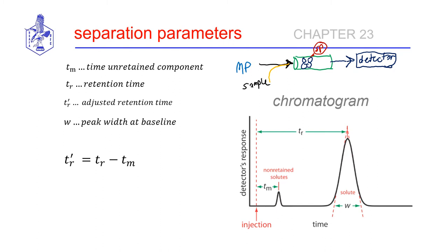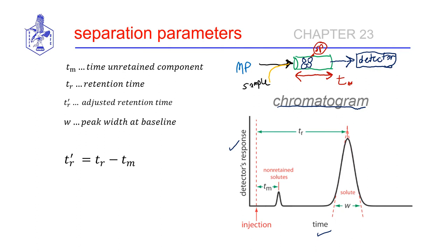The record of the things coming off the end of the column as a function of time, that record is the chromatogram. So this is an illustration of a chromatogram in which we are looking at the detector response on the y-axis as a function of time. Keep in mind that if a component spent zero time in the stationary phase, it would still take some amount of time for what we call an unretained component to traverse the column. The time it takes for an unretained component to come through, we're going to call T sub m, I guess it's the time of the mobile phase or a non-retained solute.